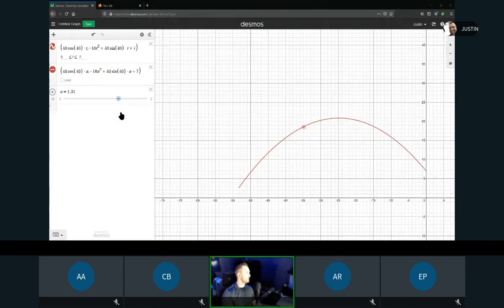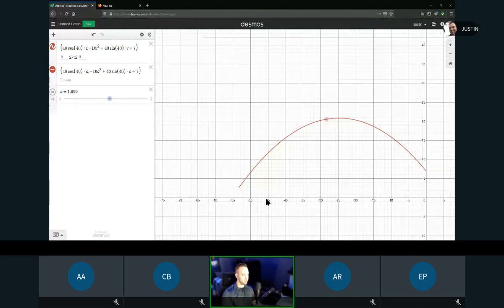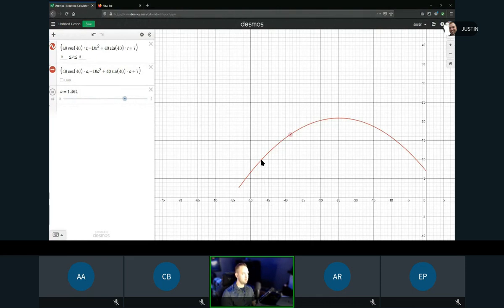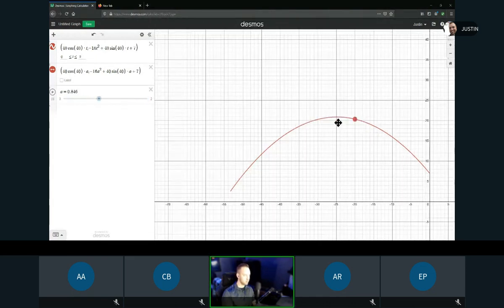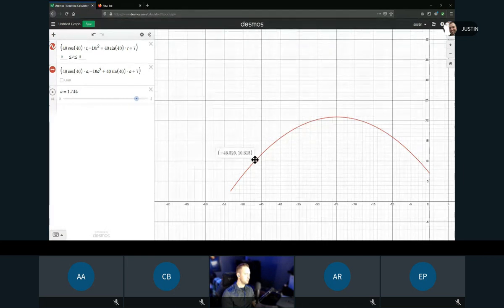So, yep, there is the path of the ball. And we can see that it needs to get to 47 feet, which is about right here, 45, 46, 47. So that's 47 feet right here. Let me pause this, move this over. So let's see, 45.